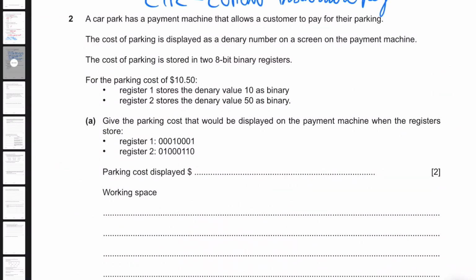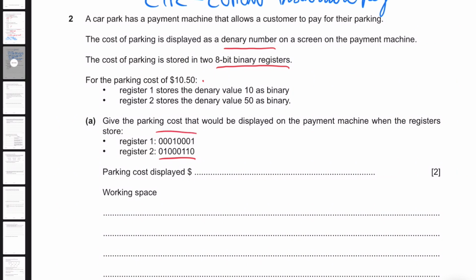A car park has a payment machine that allows a customer to pay for their parking. The cost of parking is displayed as a denary number, a base 10 number, on the screen of the payment machine. The cost of parking is stored in two 8-bit binary registers. For the parking cost of $10.50, register 1 stores a denary value of 10 and register 2 stores a denary value of 50 as binary. Give the parking cost that could be displayed when the registers store these values.